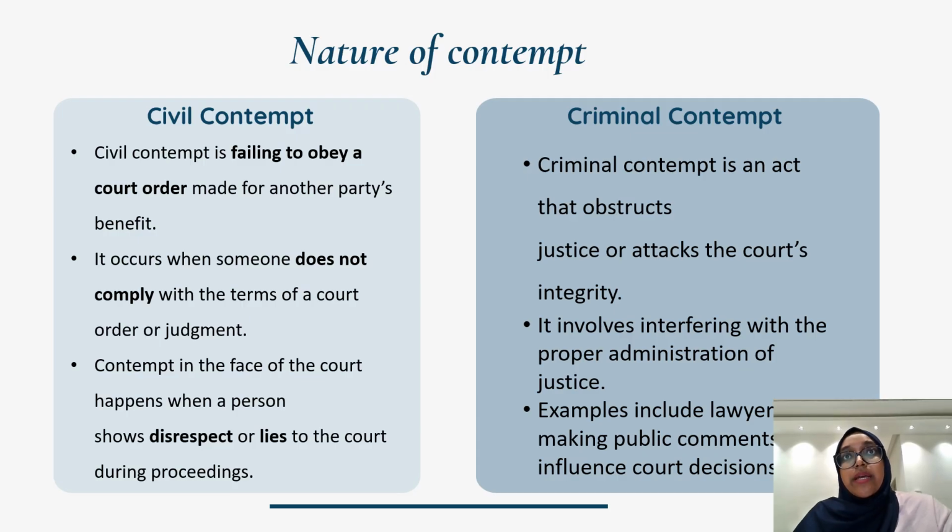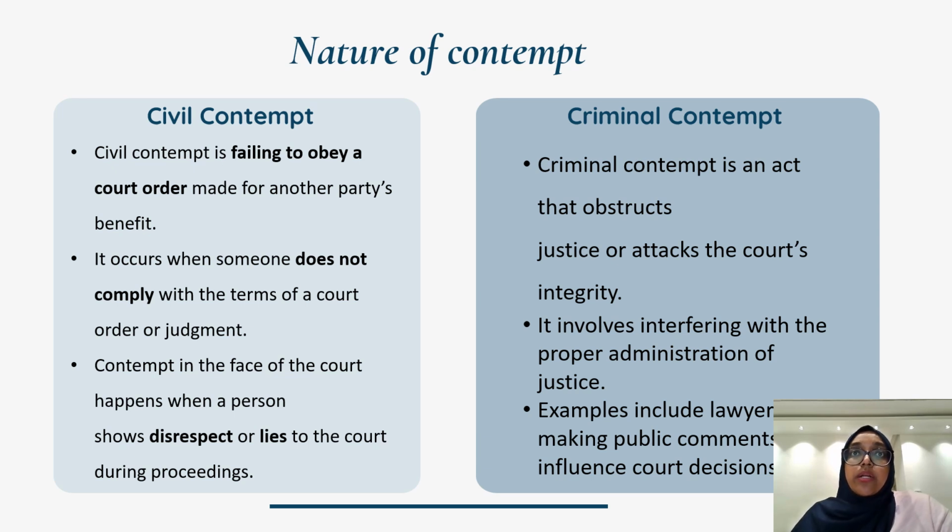When we look into the nature of contempt, there are two types of contempt, that is the civil and criminal natures of contempt. However, distinguishing the nature is not always very clear. In the civil context, in simple terms, civil contempt is the failure to obey a court order that was issued for another party's benefit. This happens when someone fails to comply with the terms and conditions of a court order or a judgment. In some cases, when someone shows disrespect to the court or lies to the court, it is said to be contempt in the face of court.